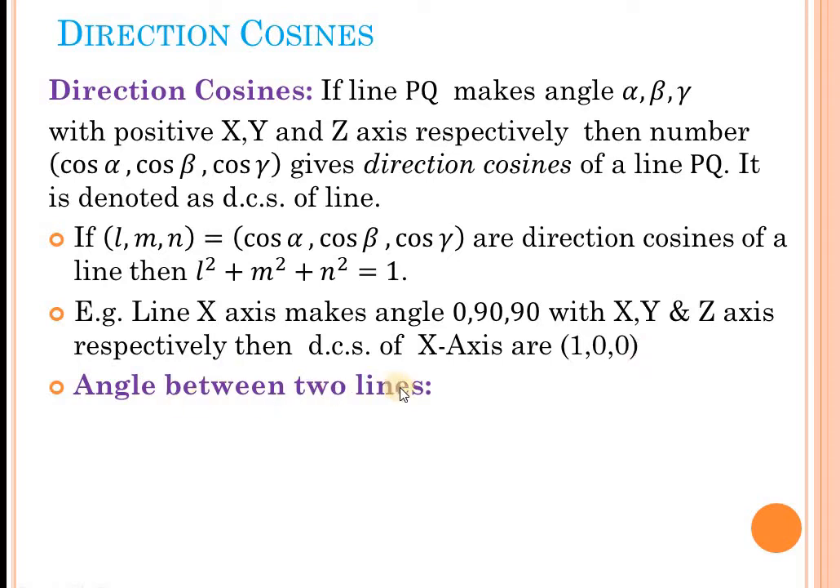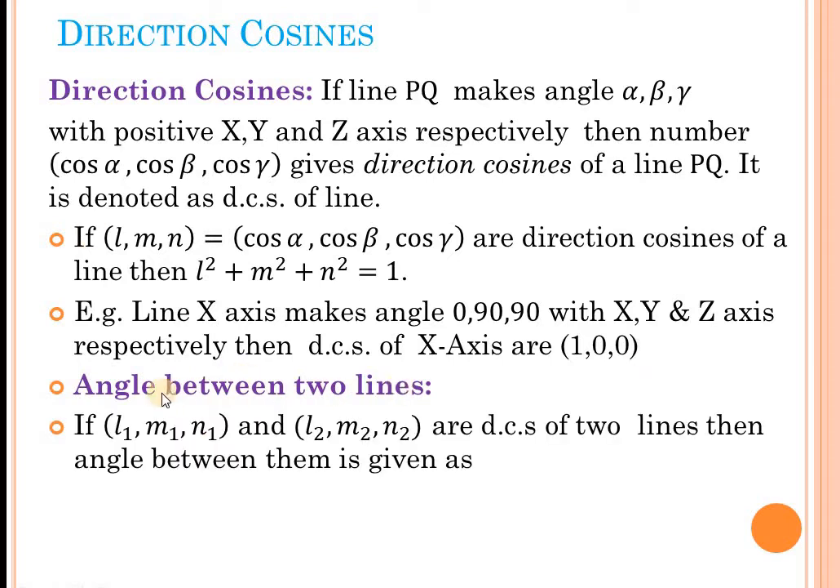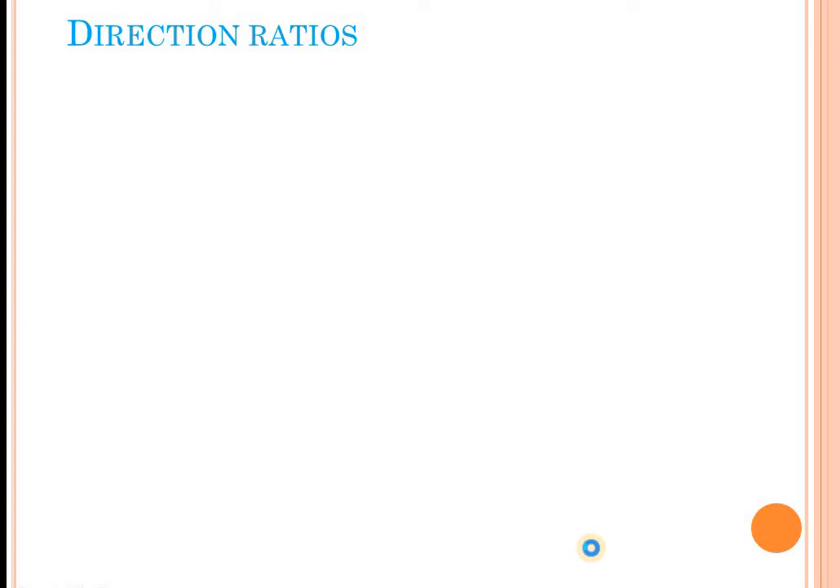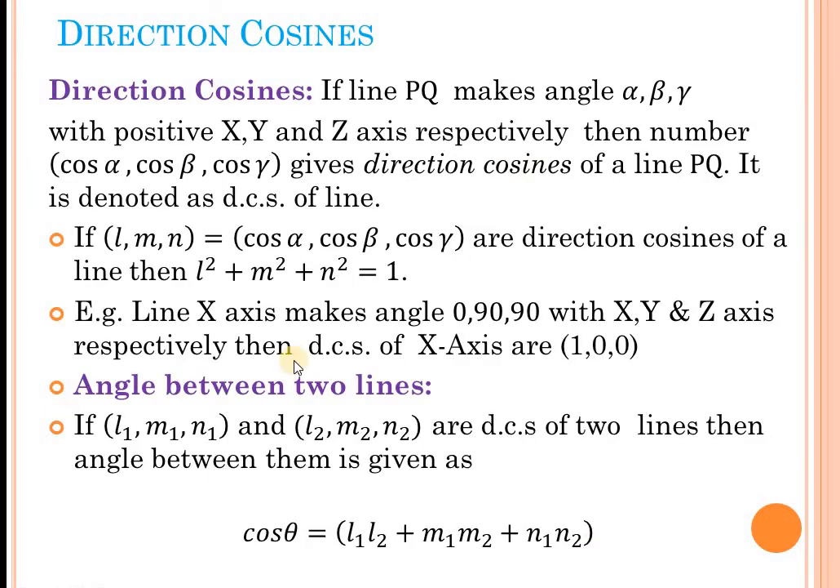Now we find the angle between two lines. If l1, m1, n1 and l2, m2, n2 are the direction cosines of two lines, then the angle between them is given by cos theta equals l1 l2 plus m1 m2 plus n1 n2.